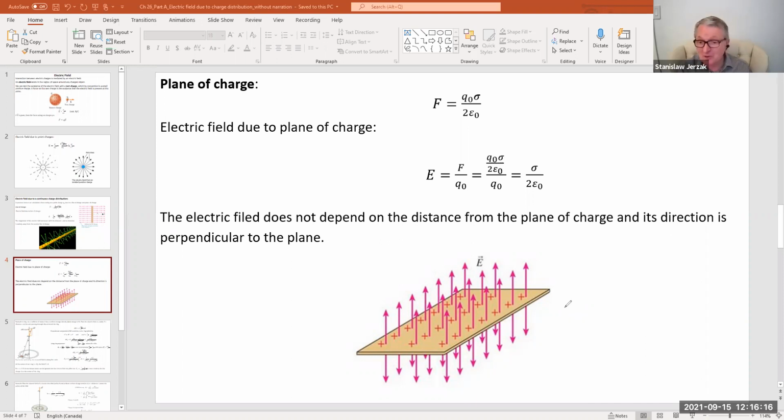It's possible to calculate this. But if somebody would like to calculate the electric field due to a finite plane of charge, let's say this is the plane of charge with some positive charge on it, and you want to calculate the electric field at this point, then the electric field would be more or less maybe in this direction. We would have to decompose this into X component and Y component, and you would have to separately calculate the X component and the Y component, and calculations are possible.